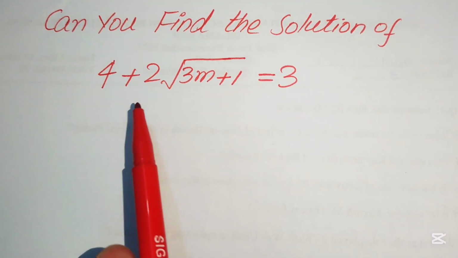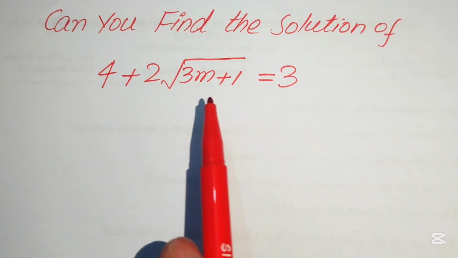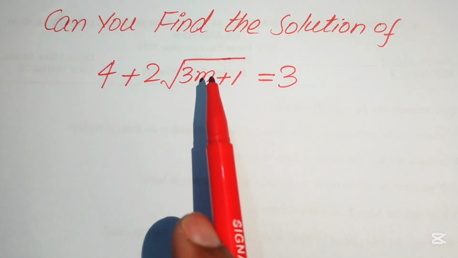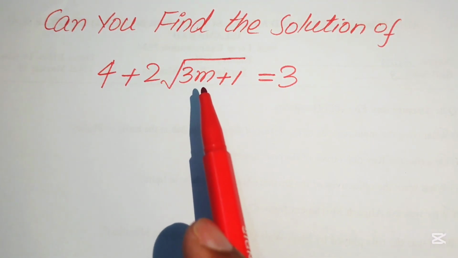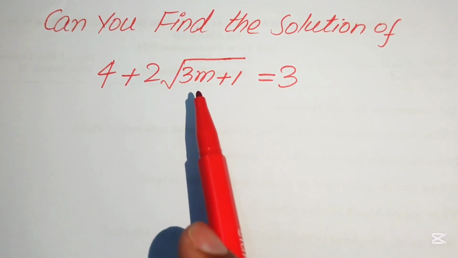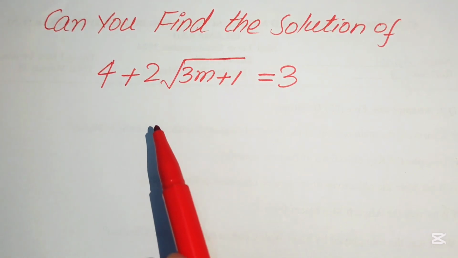So here we have 4 plus 2 times the square root of 3m plus 1 equals 3. Here we find the solution of this equation. Can you tell us whether this equation has a solution, or whether the solution exists or not?